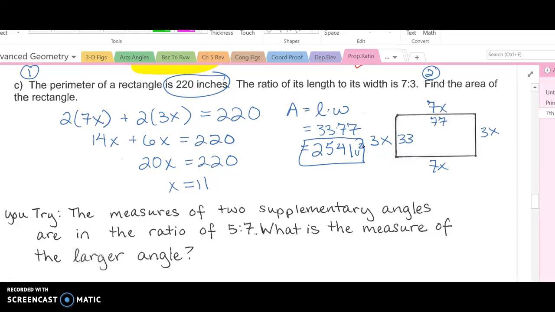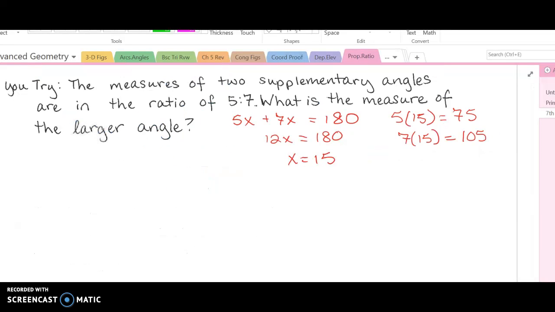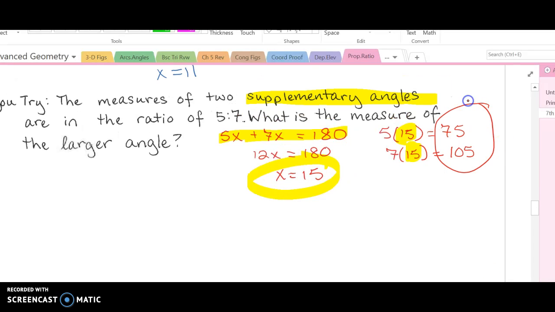So, all right, so you try, pause the video, try this one on your own, and we'll come back and check it. Okay, this time you weren't adding them up to a perimeter. You had 2 angles that were supplementary. So I hope you added the 5x plus the 7x to 180. In which case you got x equals 15. You plug that 15 back in. 5 times 15 was 75. 7 times 15 was 105. All right, we're going to end this video and we'll start again at the next one.